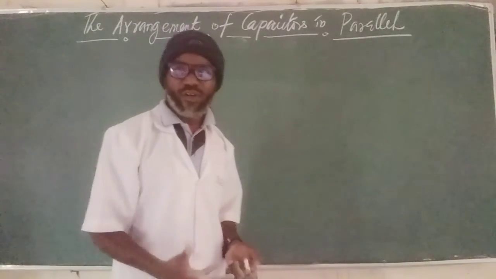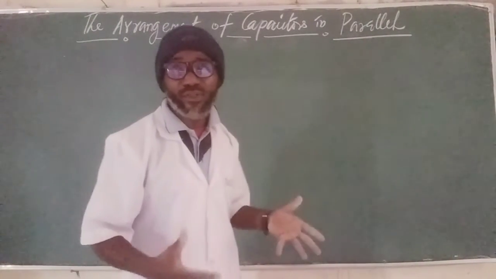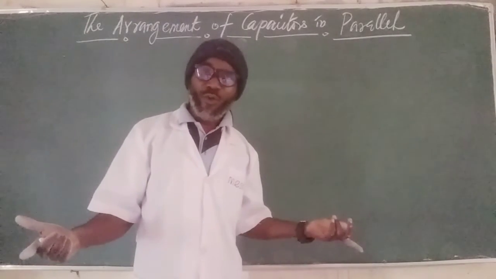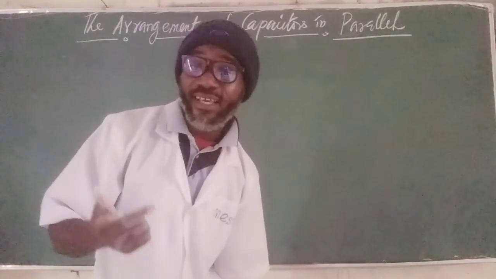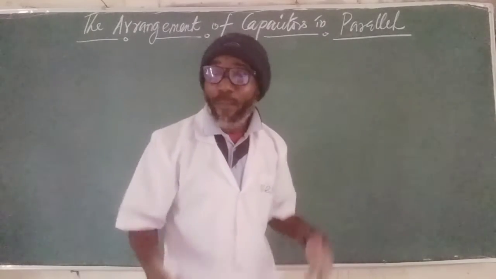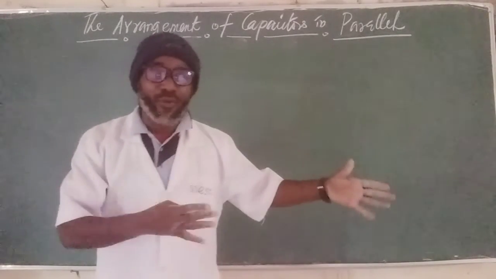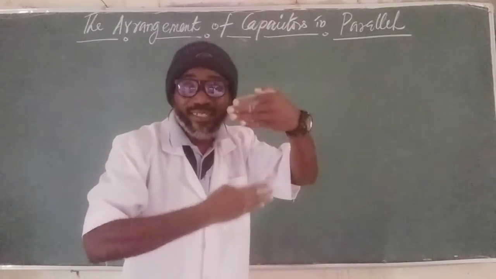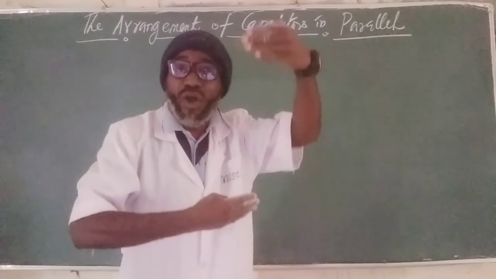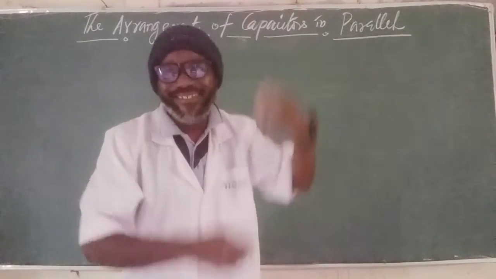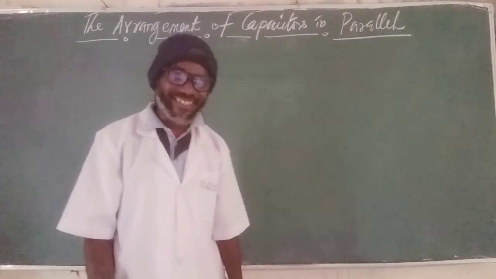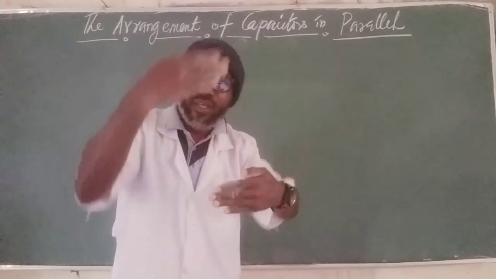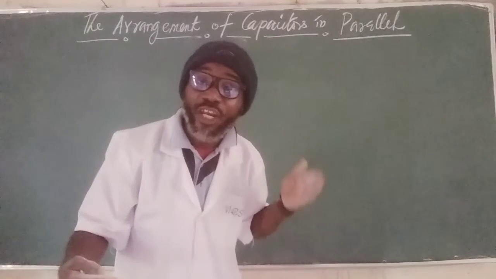We now need to solve problems involving capacitors when they are connected in parallel. But we must understand what parallel connection of capacitors is all about. Capacitors are said to be connected in parallel when they are connected side by side. Look at my hand, side by side, okay? As if you're building a building block, so to say. That's interesting, right? When capacitors are connected side by side, they are said to be connected in parallel.